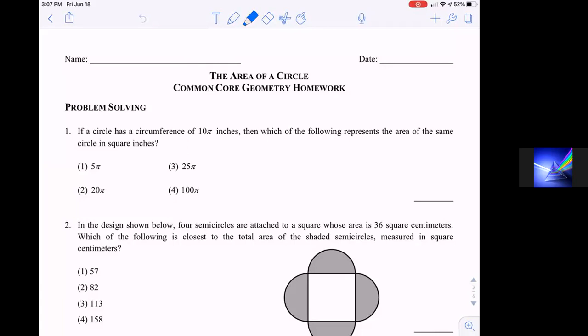Number 1. If a circle has a circumference of 10 pi inches, then which of the following represents the area of the same circle in square inches?